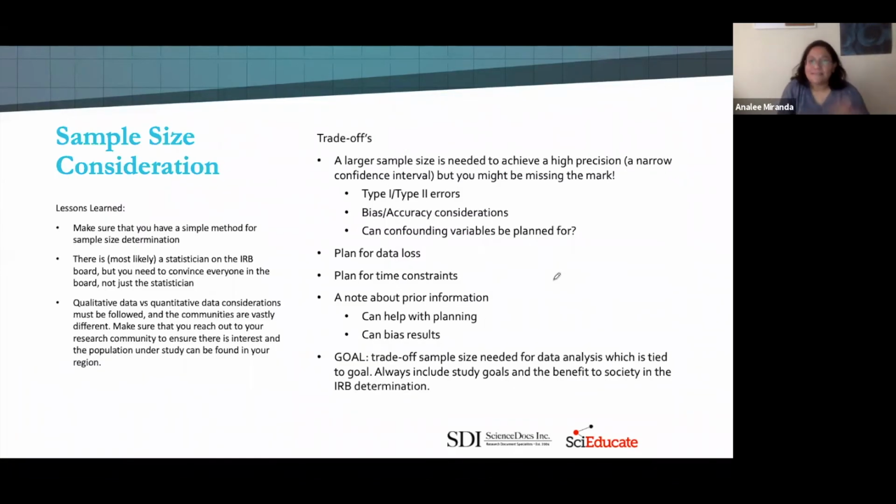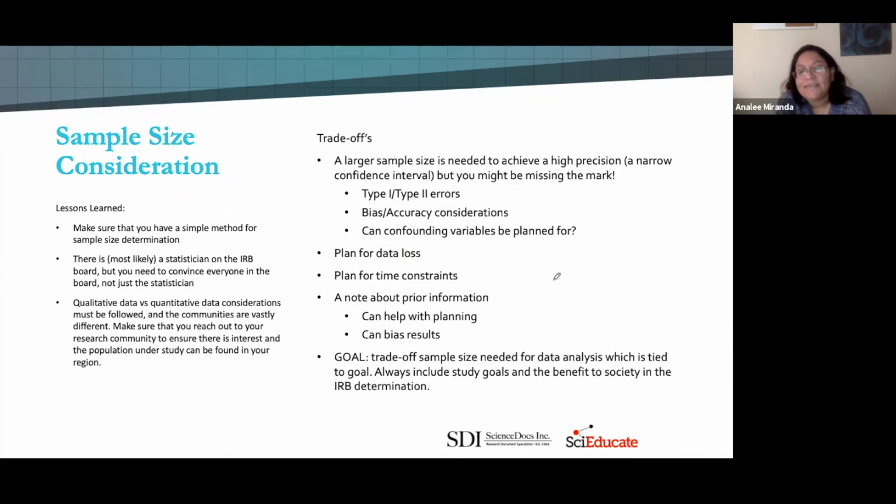So that leads me to sample size consideration. We have a lot of trade-offs. A large sample size is needed to achieve a high preciseness score, a particular width of a confidence interval, but you might be missing the mark. And so, are there type 1 errors, type 2 errors to consider, bias, accuracy considerations? Are there confounding variables that you haven't considered? Have you planned for the data loss? Have you planned for the time constraints to collect the data?